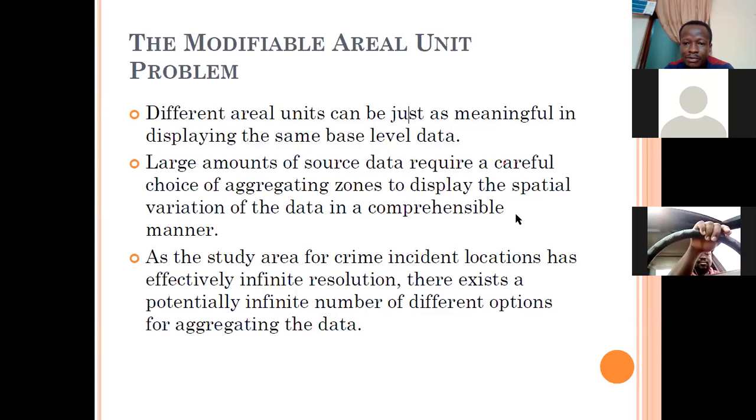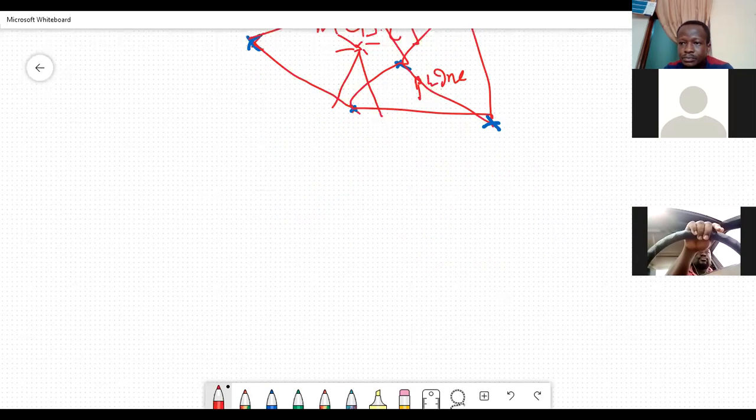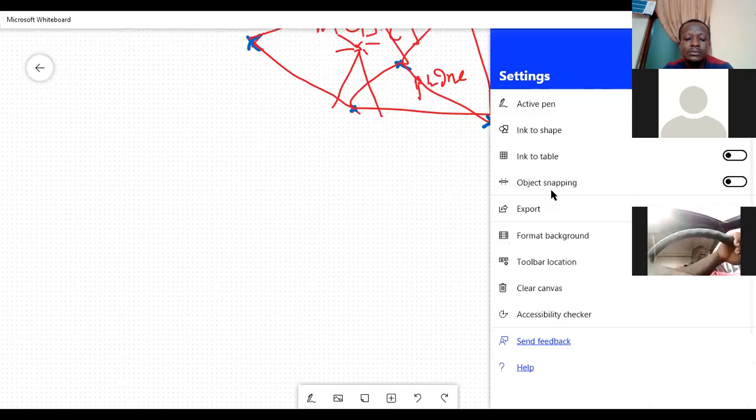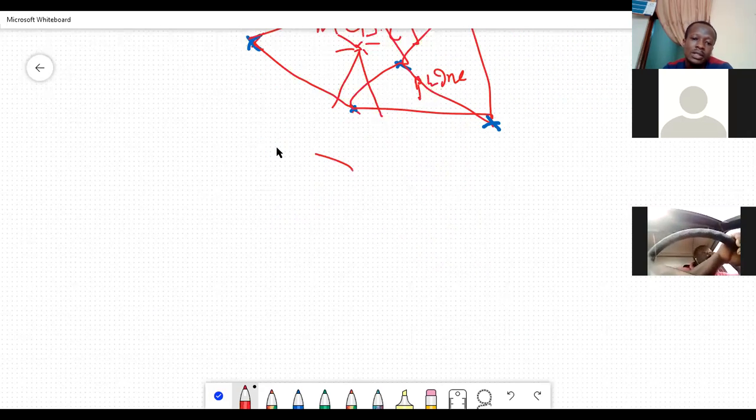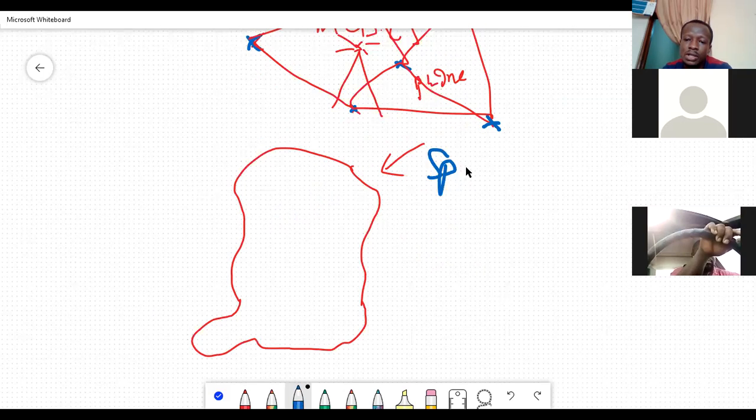If I go to my whiteboard, okay, if I have a region, let's assume this were Ghana. This is one spatial unit. So I have you to make notes.